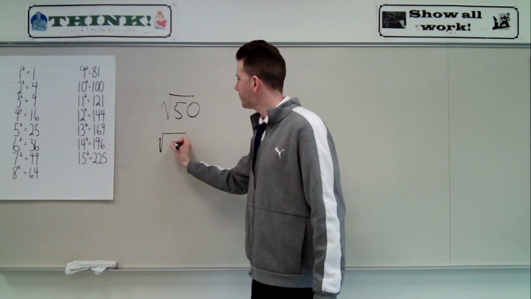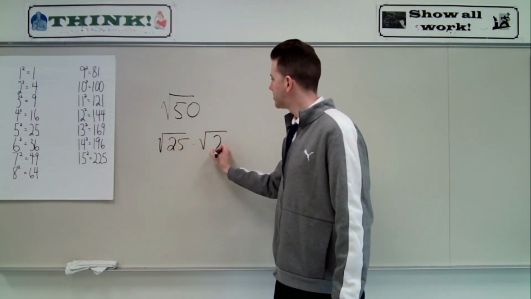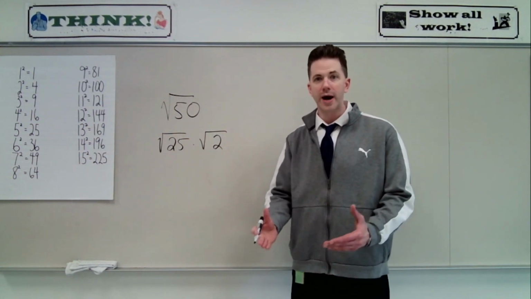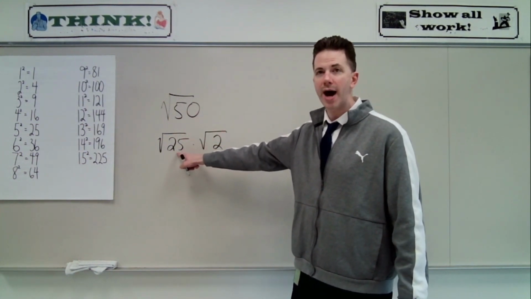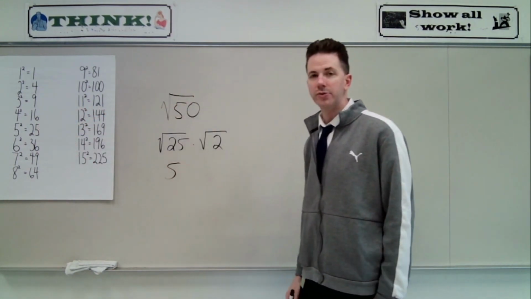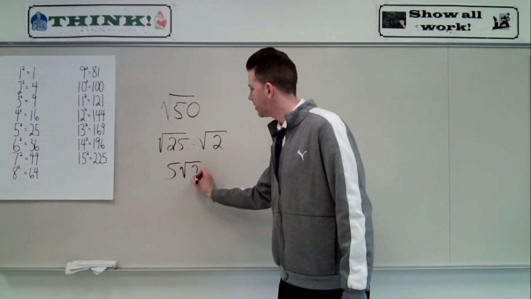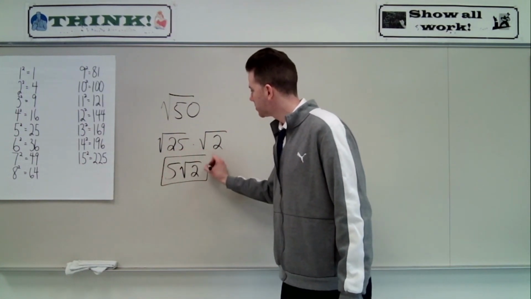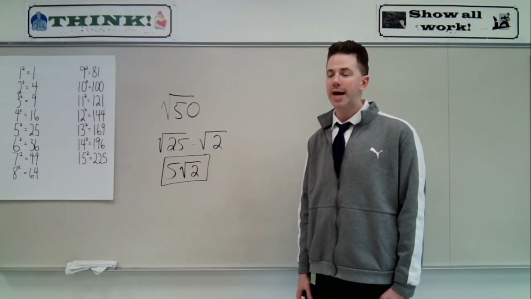So we can take 50 and break that down into the square root of 25 times the square root of 2, because 25 times 2 is 50. And what happens is the square root of 25 we know is 5. So that will simplify to a regular number 5. The square root of 2 we unfortunately can't do anything with. So this is what we refer to as an exact answer. Let's take a look at another example.